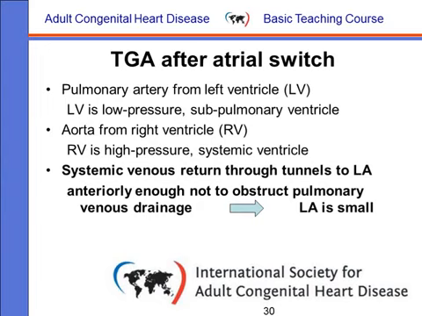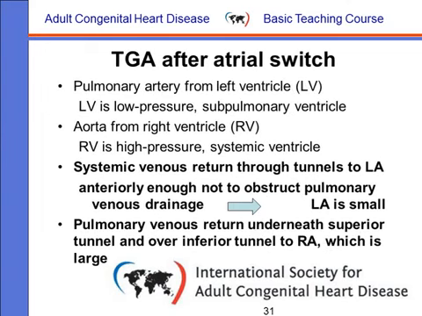And the systemic venous return through the tunnels to the left atrium is anterior enough not to obstruct pulmonary venous drainage, so the left atrium is small. The pulmonary venous return flows underneath the superior tunnel and over the inferior tunnel towards the right atrium. The right atrium is large.